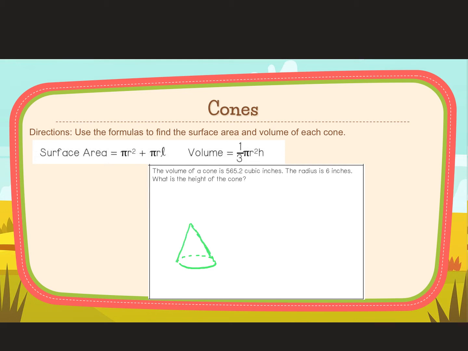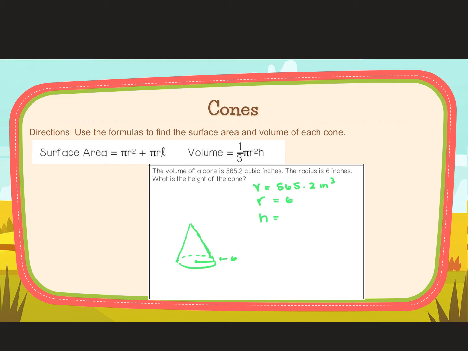All right, so we know here from the word problem that the volume of the cone is 565.2 cubic inches, so inches cubed. We know that we have a radius of 6. I'm going to put that there. So the radius is going to be 6. We're looking for the height.